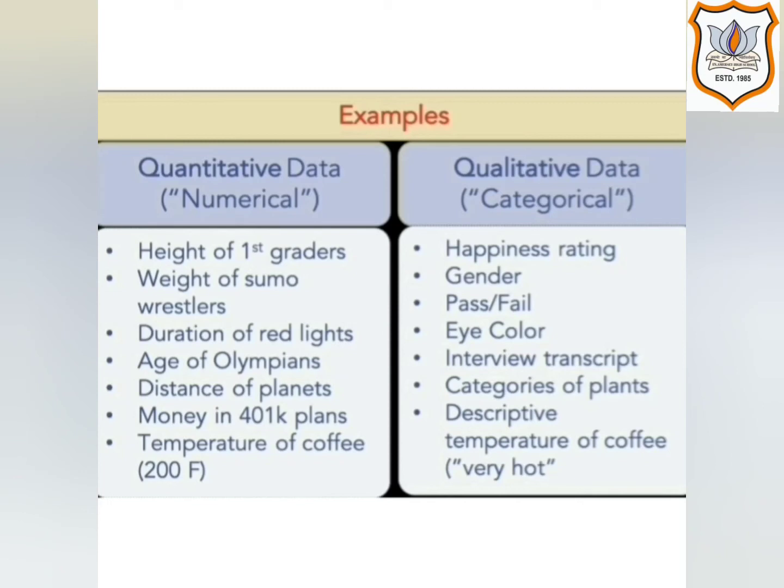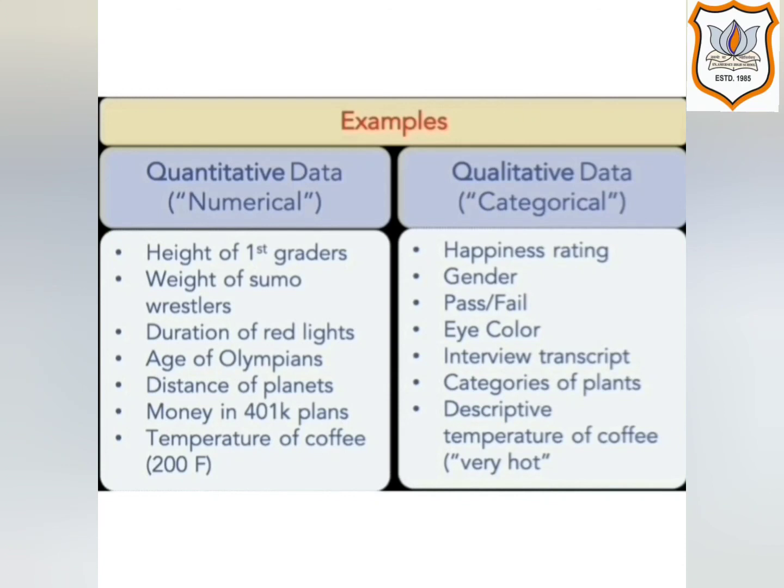Coming to qualitative data: happiness rating, gender, pass, fail, eye color, interview transcript, categories of plants or any descriptive information. Example, temperature of coffee, very hot. So you can see temperature of coffee is mentioned in both, in quantitative data also, in qualitative data also. Only the thing is, in qualitative data it is descriptive, it is not numerical. Descriptive means it is explained in words that it is very hot.